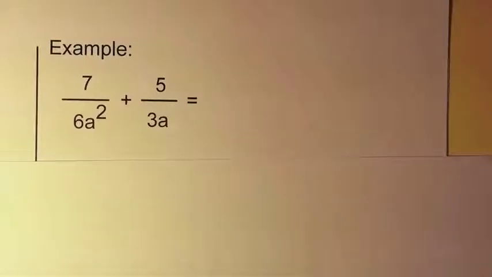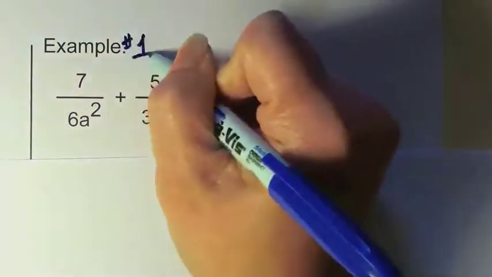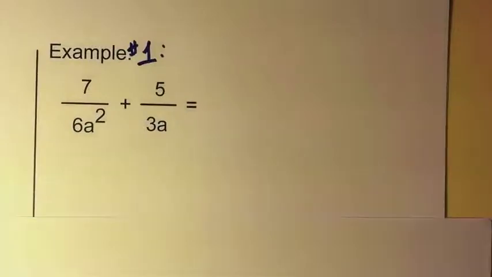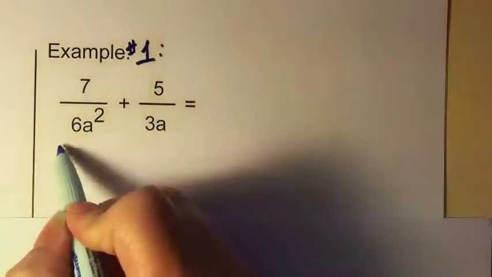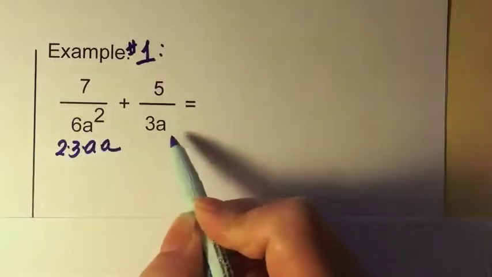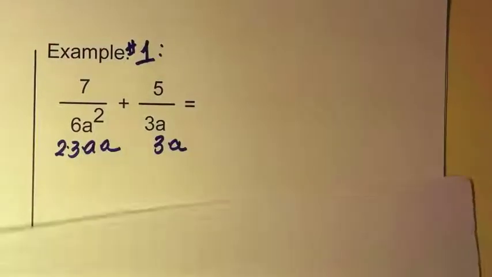So what we've got to do is create our common denominator. So first thing we're going to do is factor. So this is example number 1. We're going to go ahead and start factoring. What is 6a squared? Well, 6 is 2 times 3, and a squared is a times a. 3a is just 3 times a. So now once we factor completely, we're going to start swapping your factors.